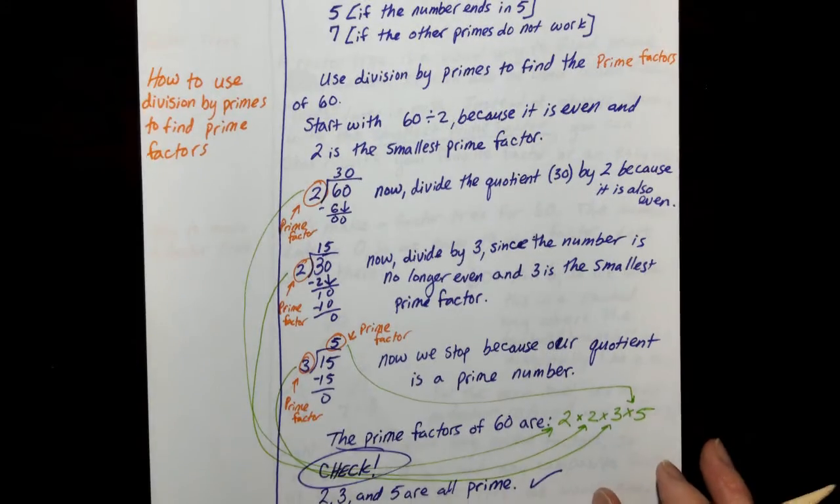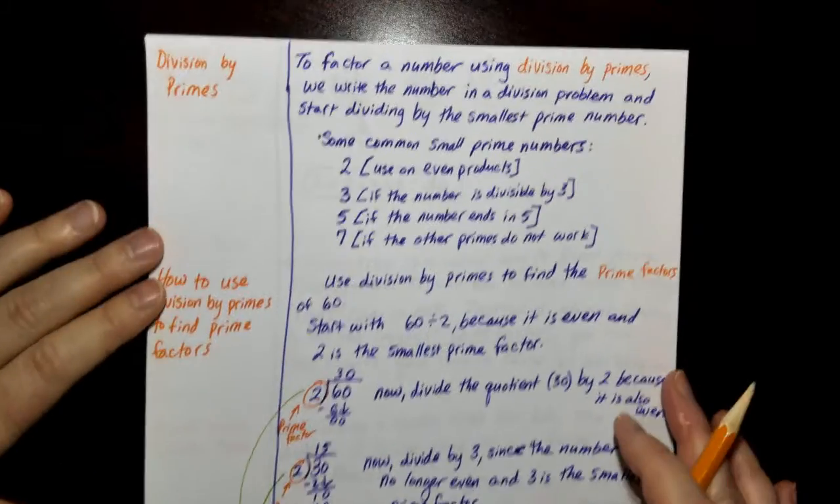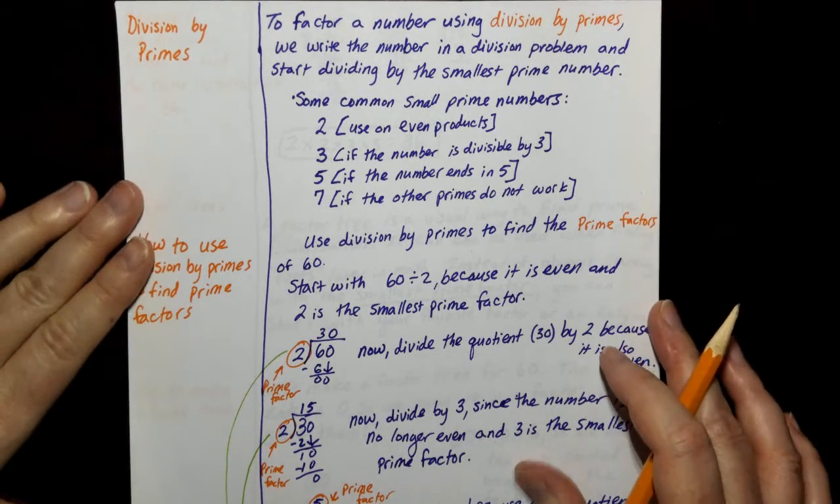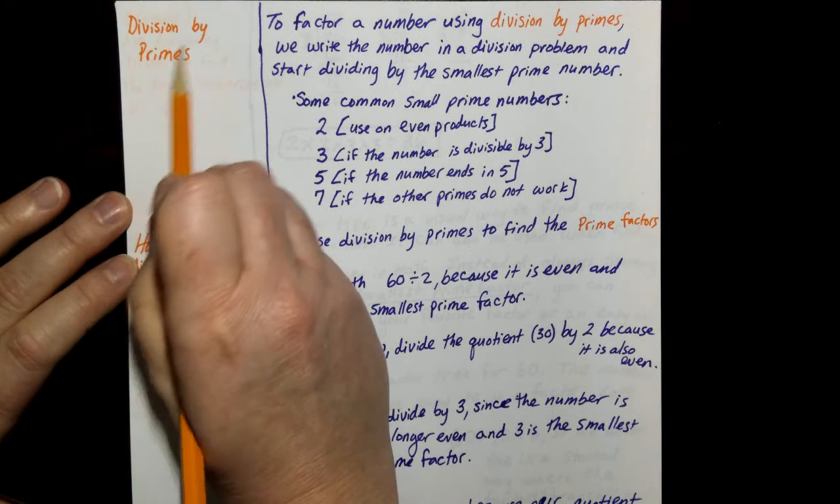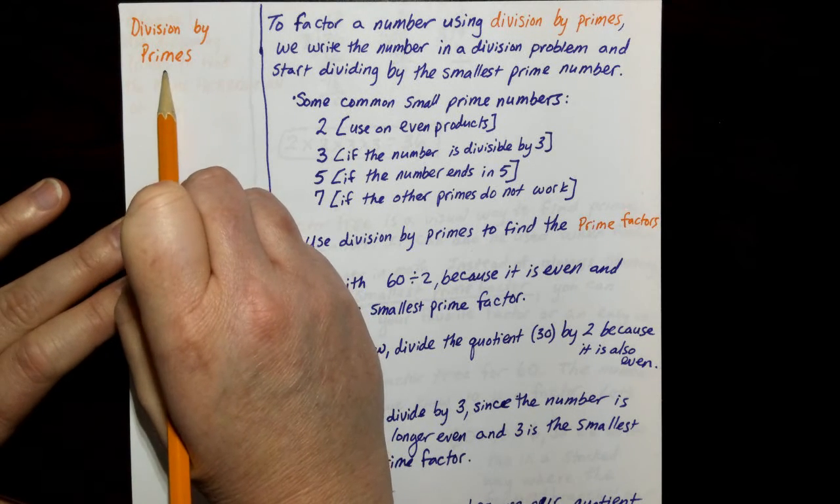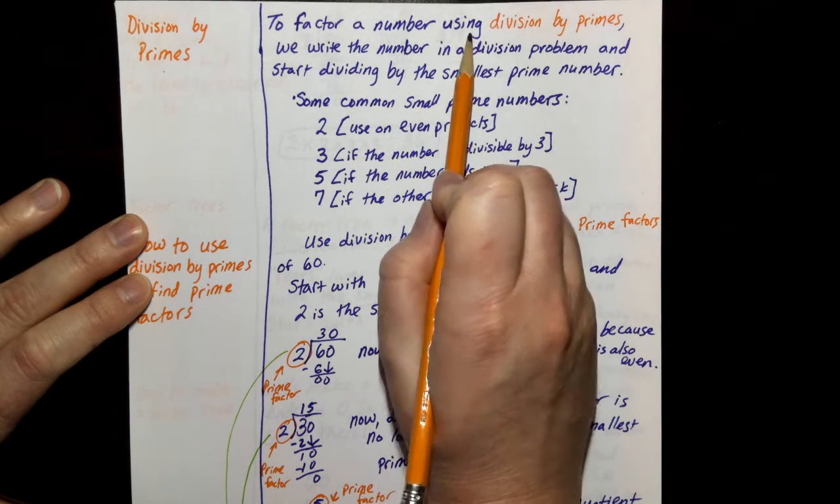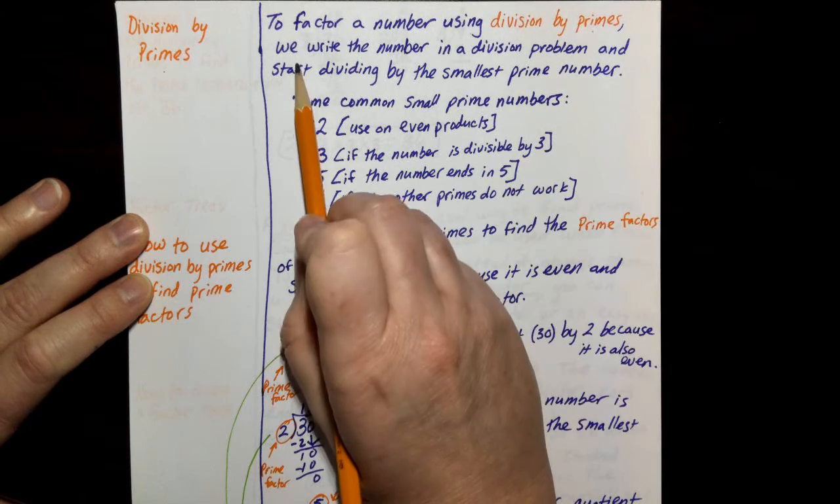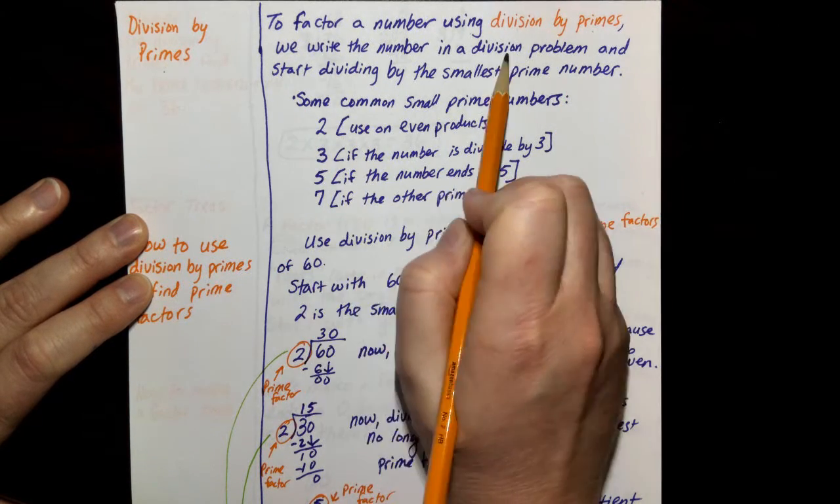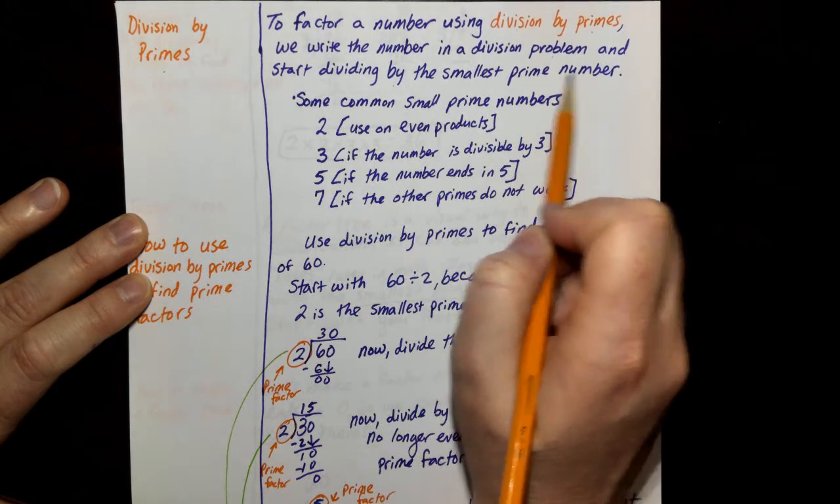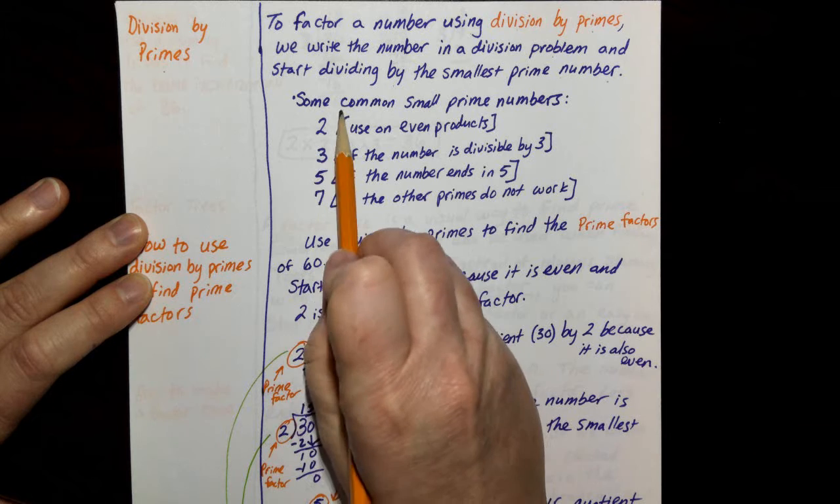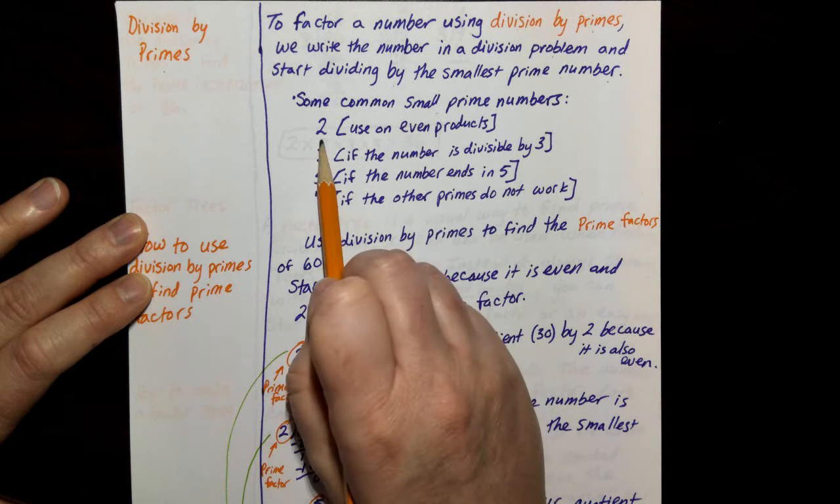Okay, it'll make a little more sense once we start actually using it. So one method of factoring into the primes is division by primes. In order to factor a number using division by primes, we write the number in a division problem, and then we start dividing by the smallest prime number. Some common small prime numbers are 2.